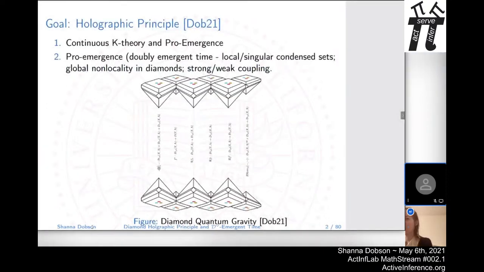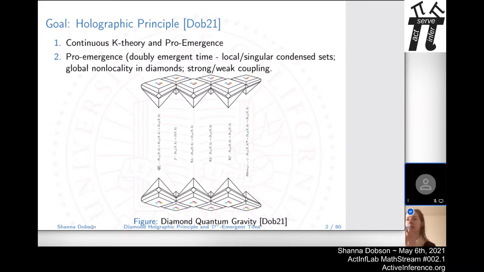Okay, so the goal. I talked about this last time, but not in too much detail. Today, I'm going to weave together this new math with active inference, and let's try to put it together and all work together. So the goal is to take the holographic principle, which we're all aware of, which was begotten by Maldacena's beautiful gauge gravity duality between anti-de Sitter space and conformal field theory. I have an idea to reinterpret it in terms of continuous K theory and something I'm going to call pro-emergence. A pro-object is a specific object in category theory that's being used everywhere.